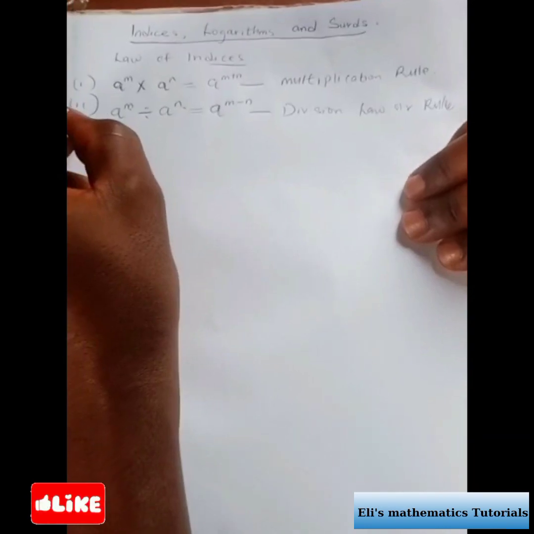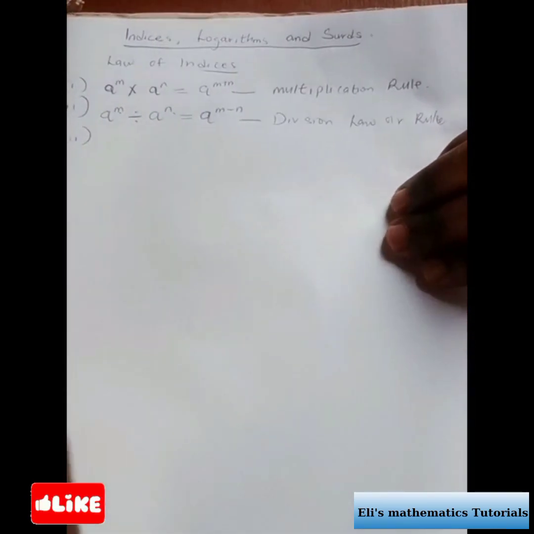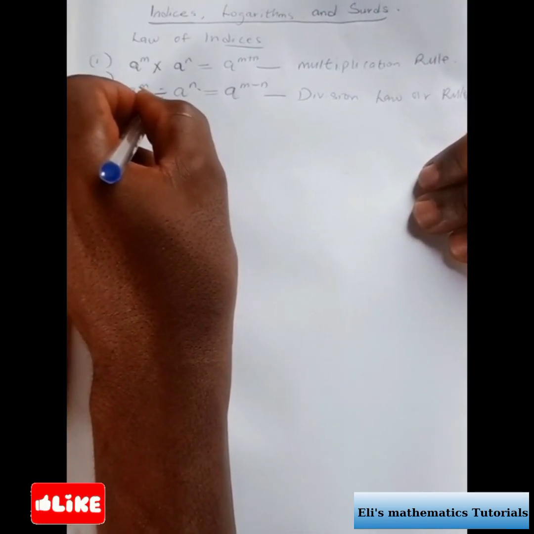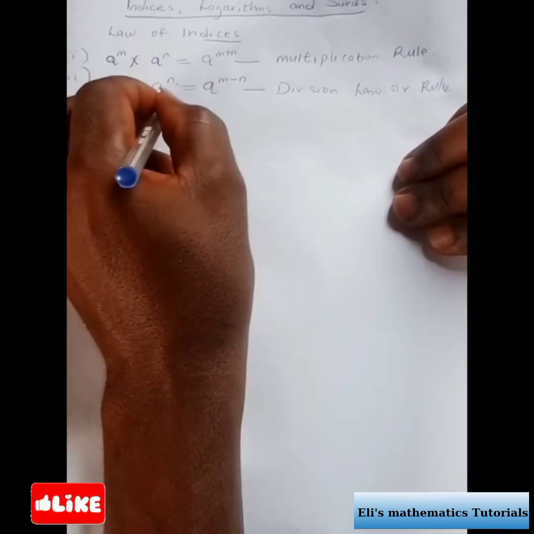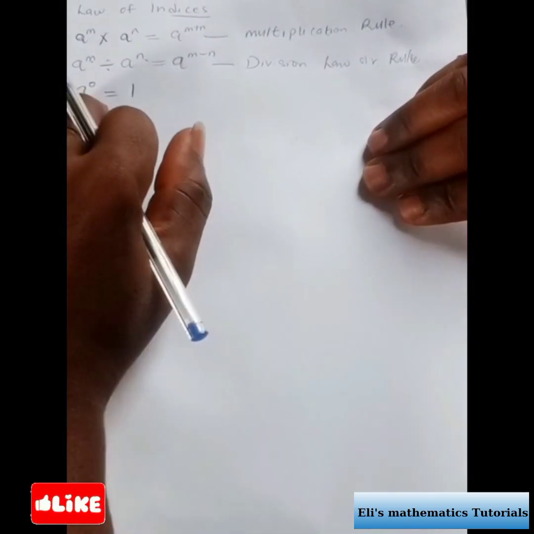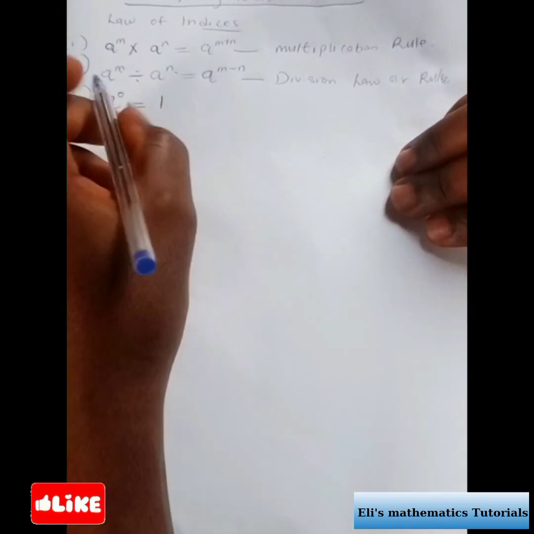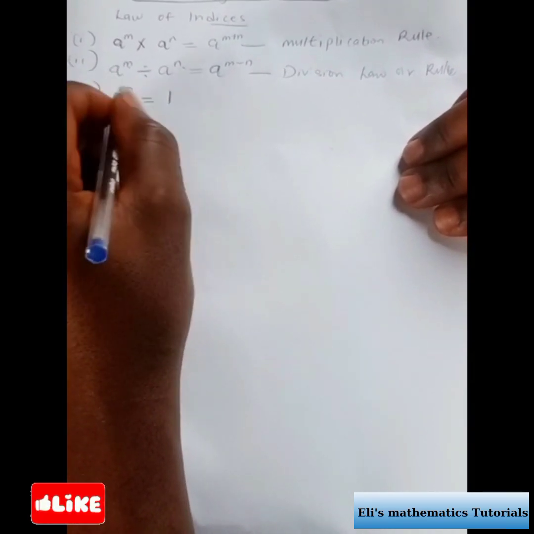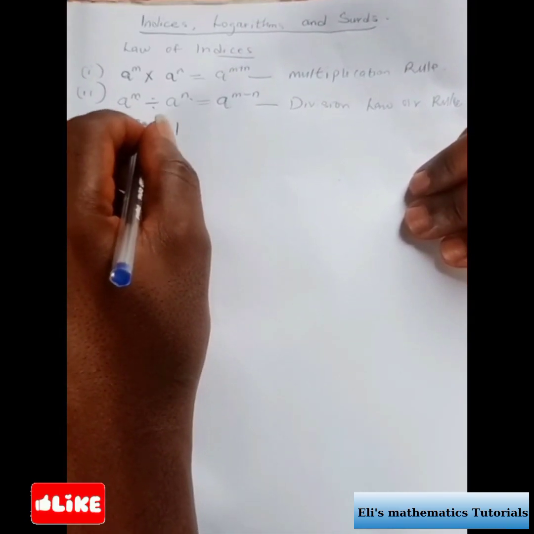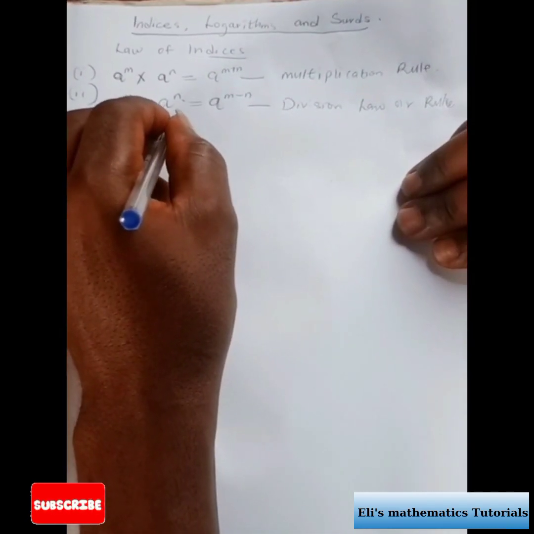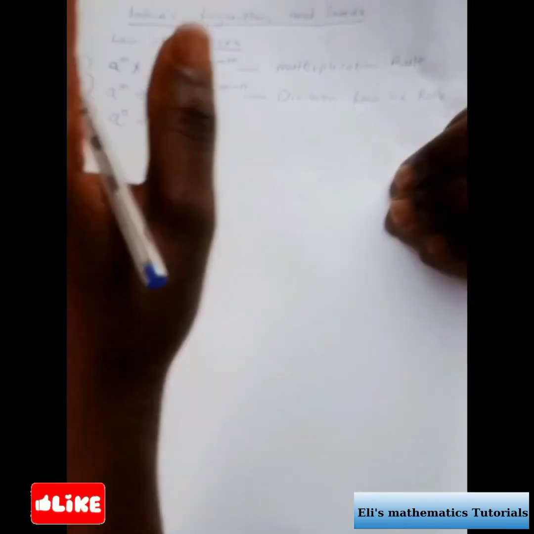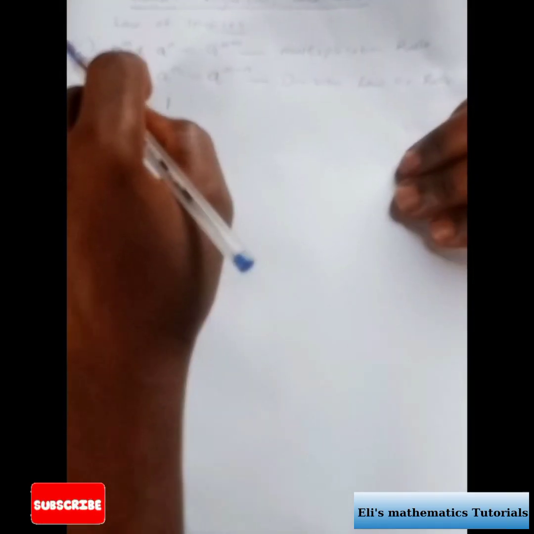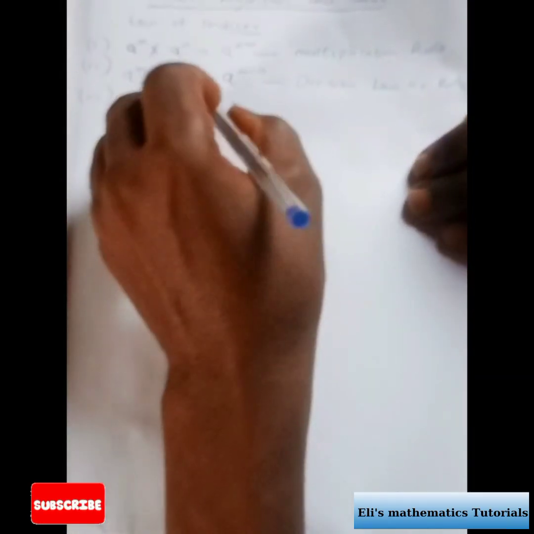Then law 3, when a is raised to power 0 is equal to 1. That is, anything can substitute this a. If 1 is here, raised to power 0 is 1. If 2 is here, raised to power 0 is 1. If 100 is here, raised to power 0 is 1. This is one of the laws of indices, that anything raised to power 0 will give us 1. Even if it's an alphabet that is there, any alphabet raised to power 0 will give us 1. This is called the zero law.